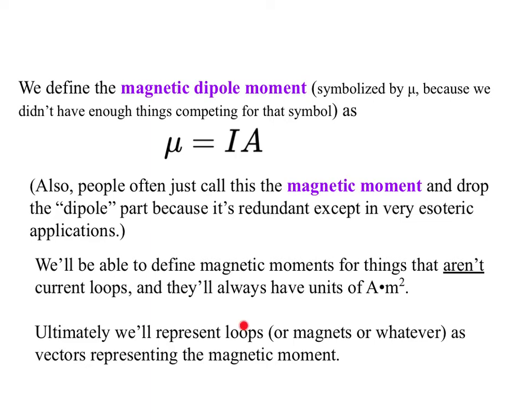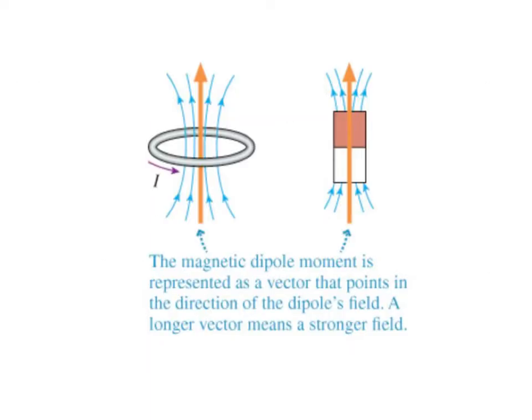And ultimately, we'll represent the loops or magnets or whatever we're talking about as vectors representing a magnetic moment where the direction of the vector is the sense given there, that there's a direction the thing wants to orient. Just to illustrate it, when we have a current like this, it generates a magnetic field out, and we'll take that as our magnetic moment, just like a permanent magnet has a moment which is from south to north.